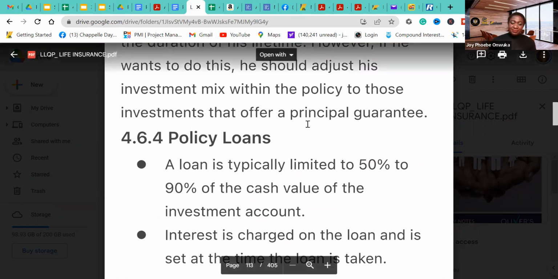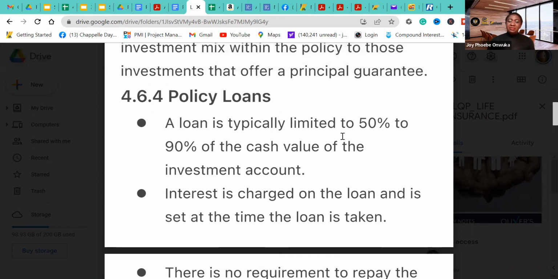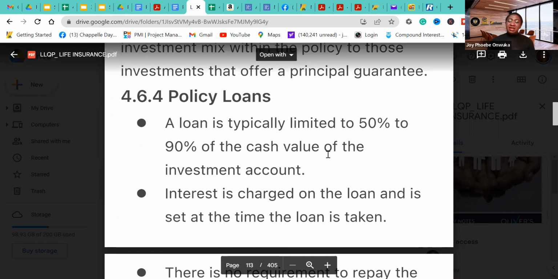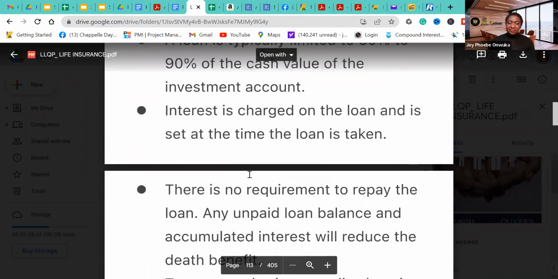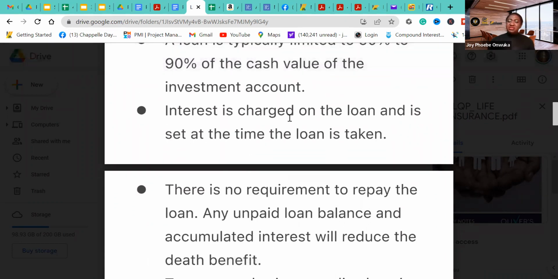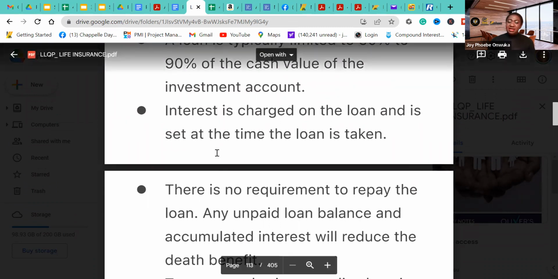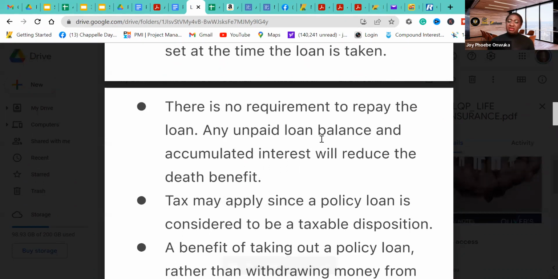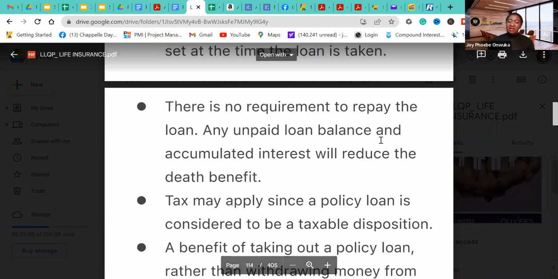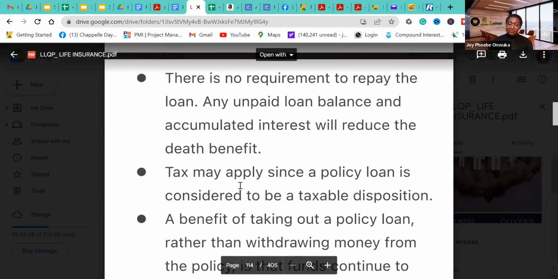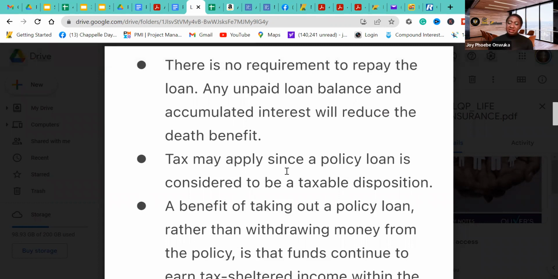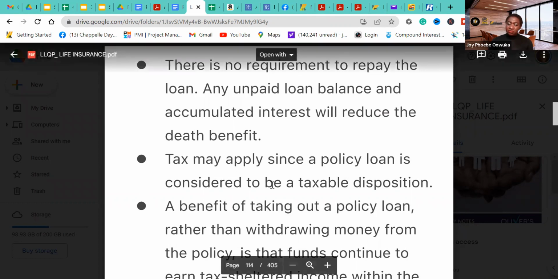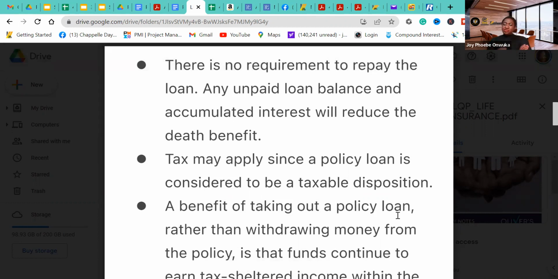All right, policy loan. A loan is typically limited to 50 to 90% of the cash value of the investment account. Interest is charged on the loan and is set at the time the loan is taken. There is no requirement to repay the loan. Any unpaid loan balance and accumulated interest will be deducted from the death benefit. Taxes may apply since a policy loan is considered to be a taxable disposition.